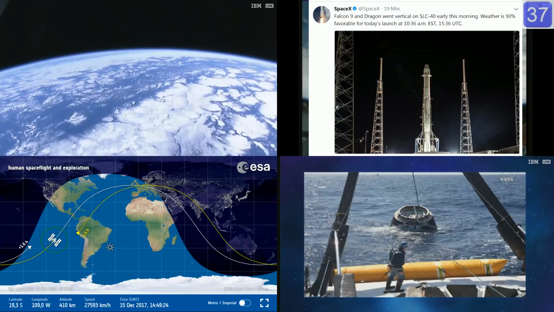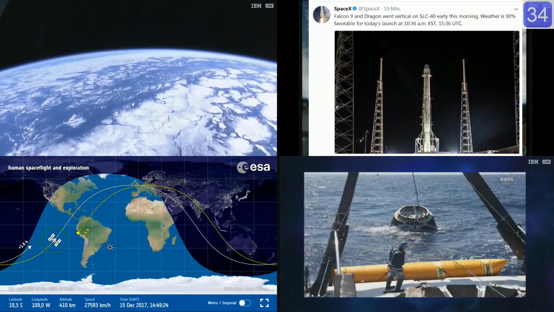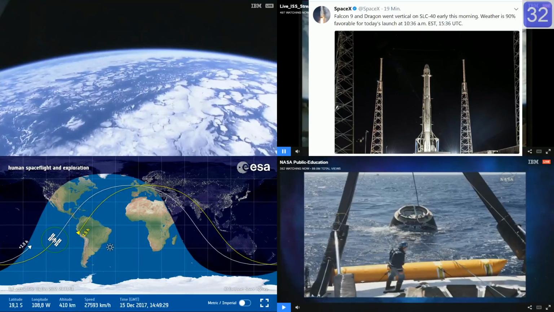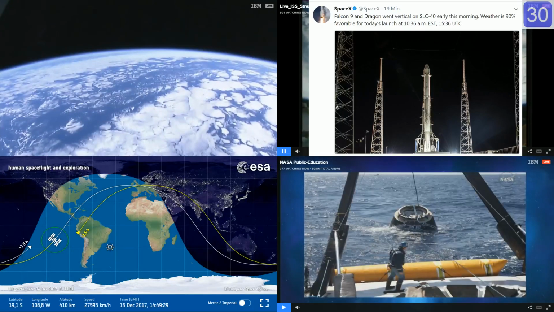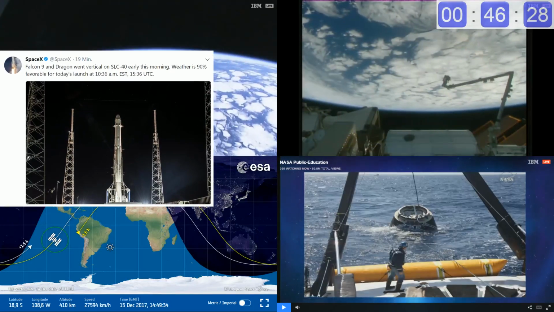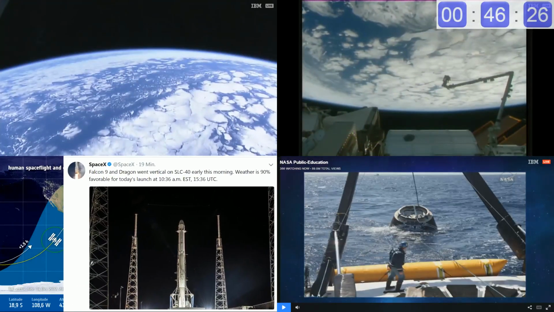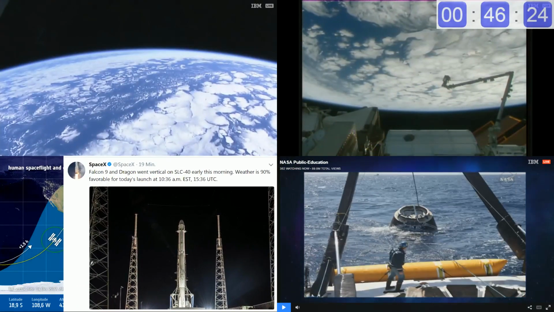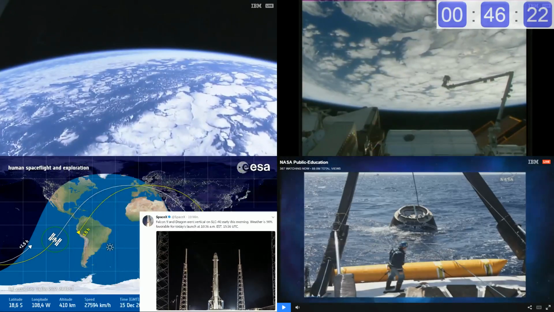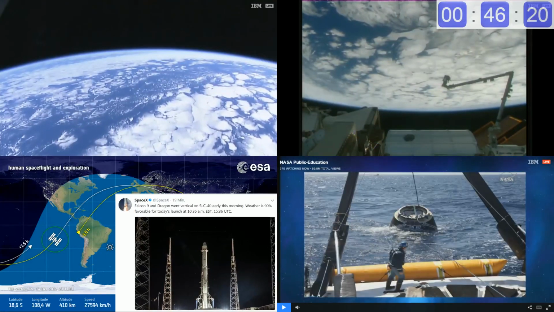So what you see is the Dragon capsule that has splashed down into the ocean. The SpaceX team retrieves the capsule. We'll meet them at Long Beach Pier, and then we get the mice back, make sure they're all healthy, and then return them to the scientists so that they can continue their experimentation.